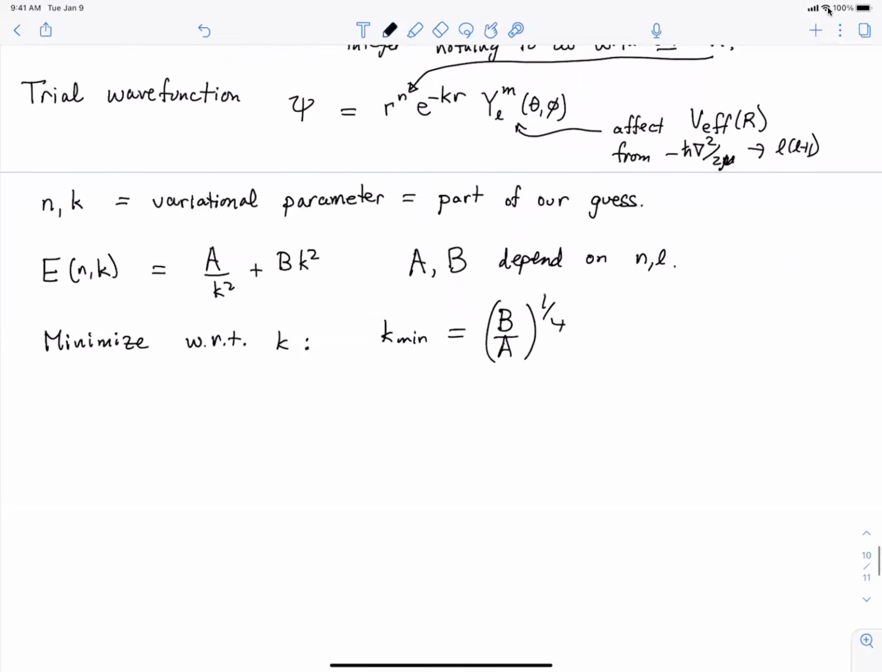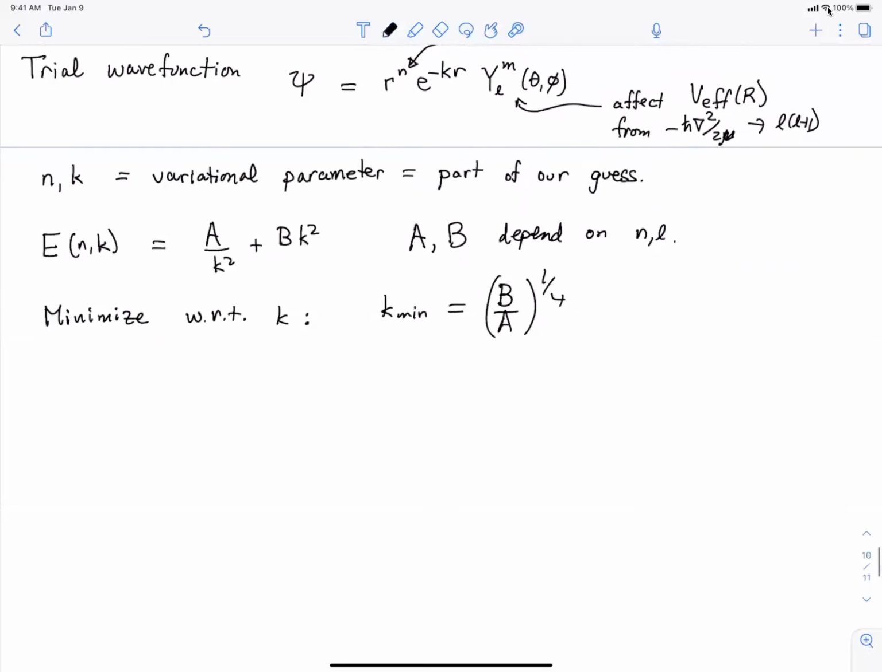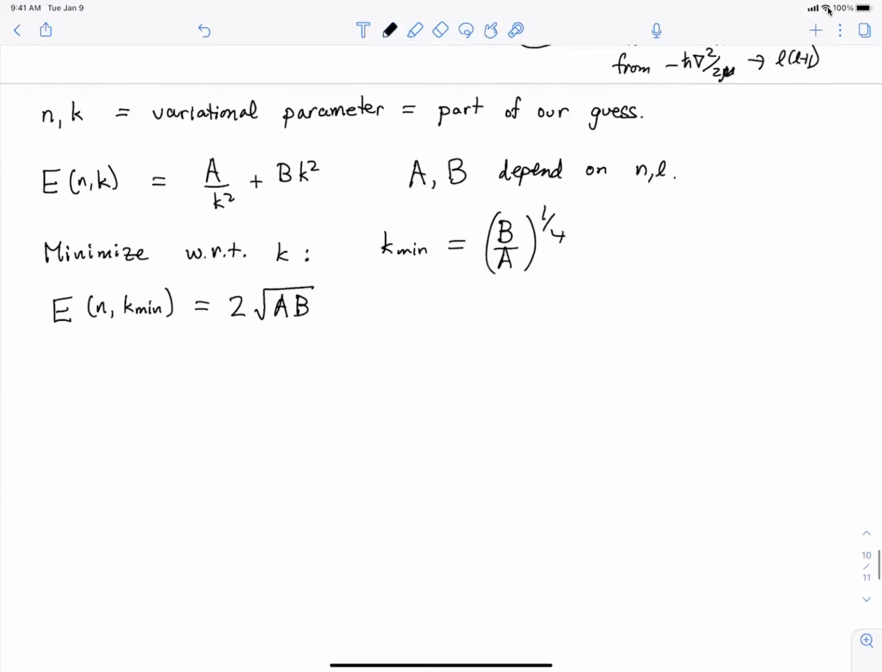Okay. And so K min is just a simple thing in terms of B and A, and so is the minimum E. So it's just, right? If we're minimizing with respect to K, it's just 2 times the square root of AB. Okay, and then having found that, you can go ahead and plug in the complicated A and B. And here's where, again, it's useful to simplify things.